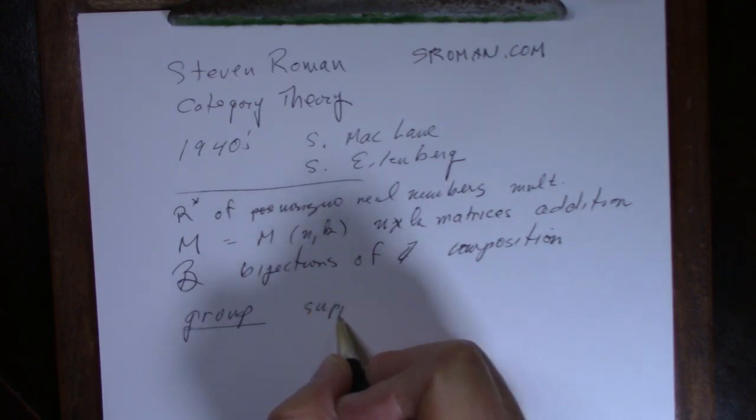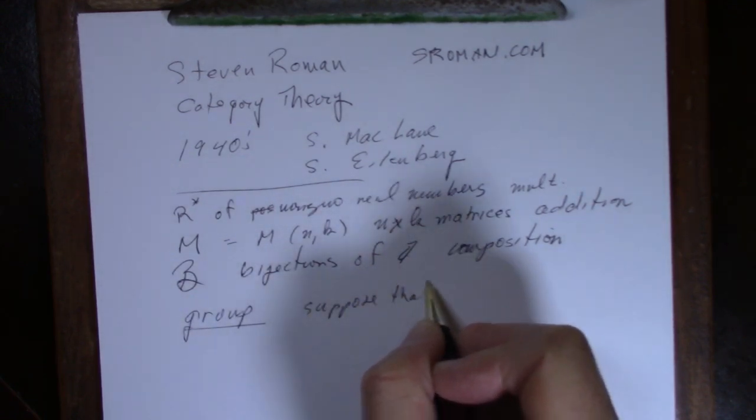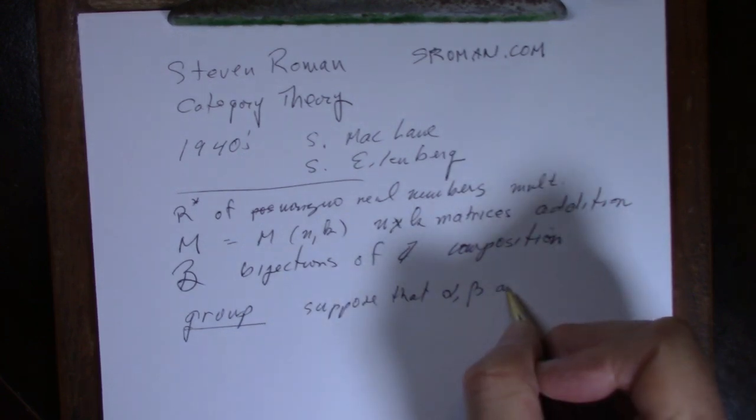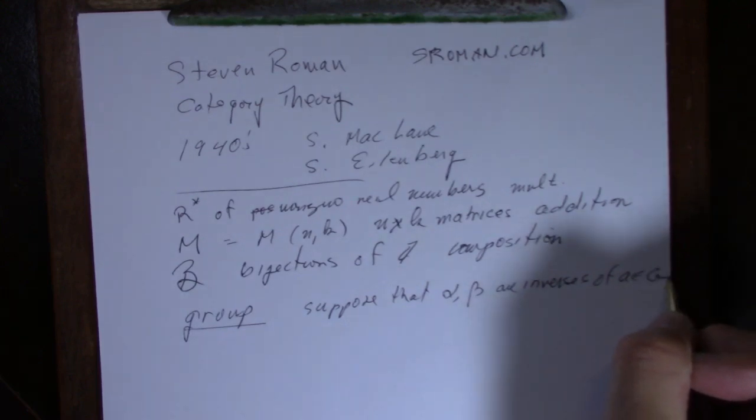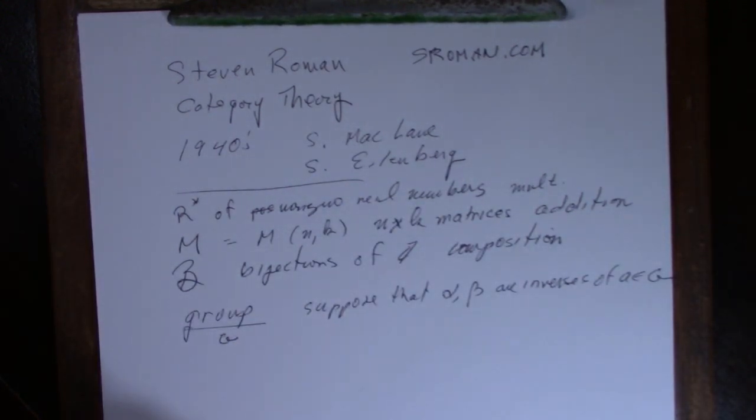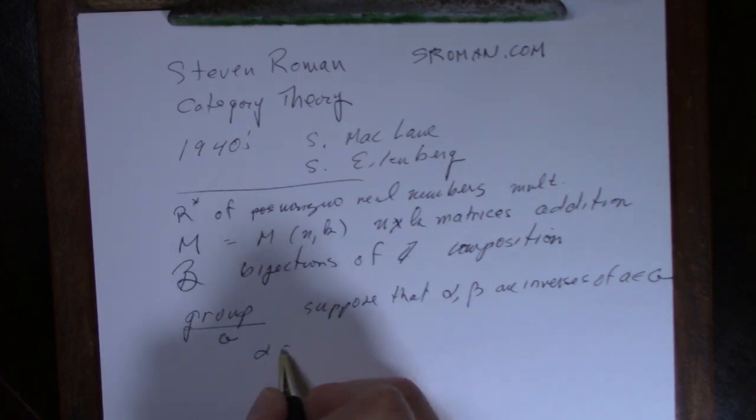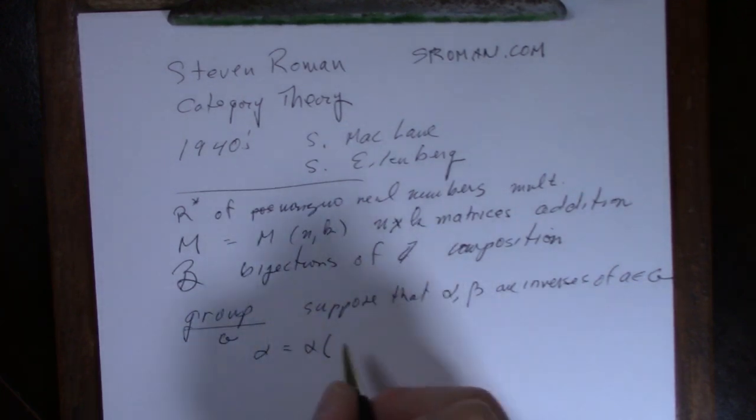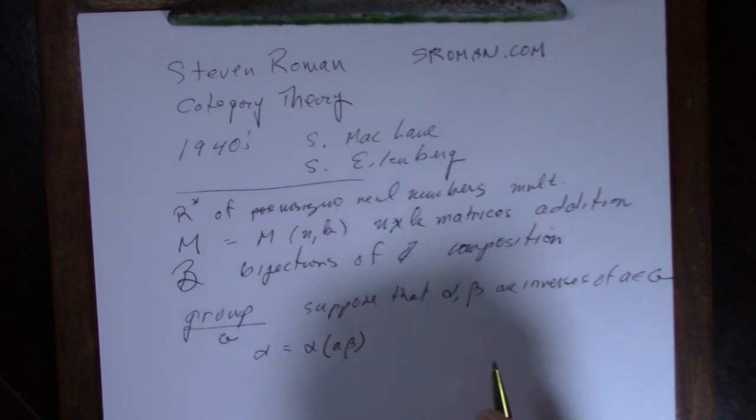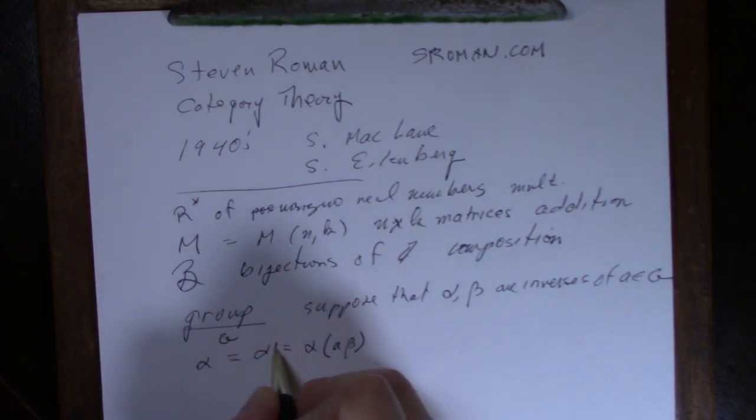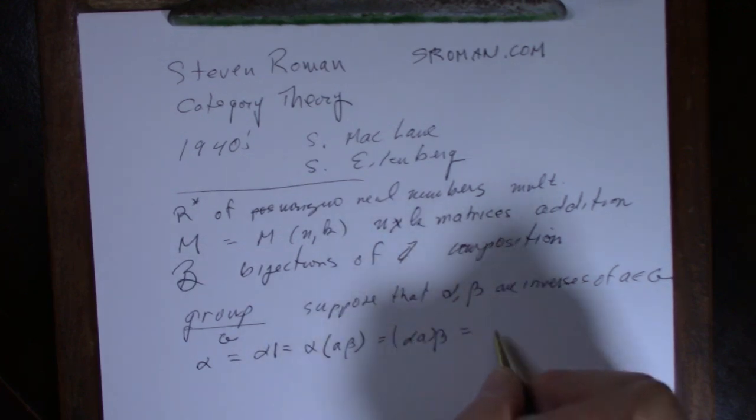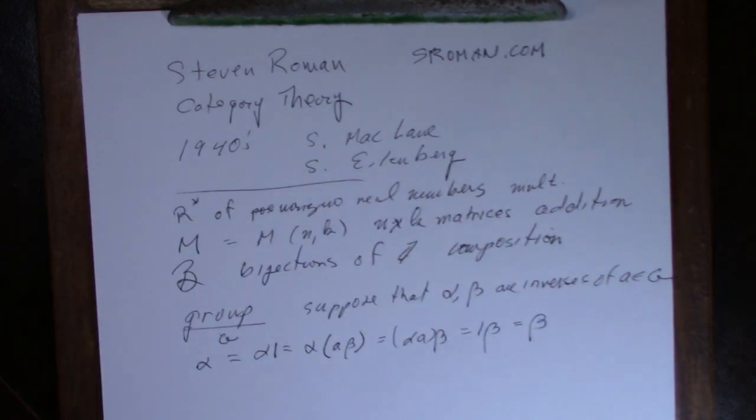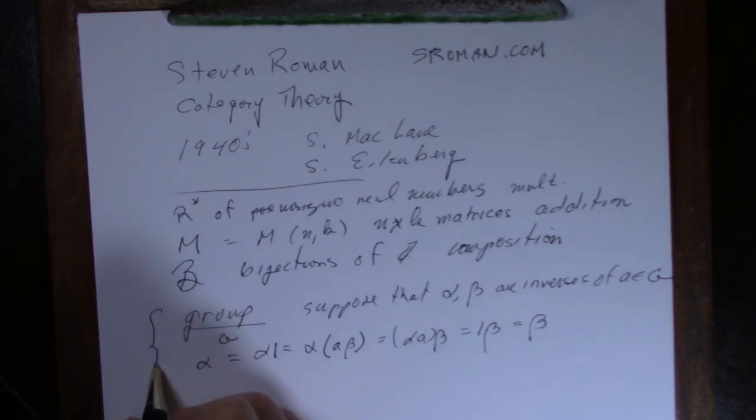So we suppose that alpha and beta are inverses of an element A in the group. Let's call the group G. Then alpha is equal to alpha 1 equals alpha A beta equals 1 beta equals beta. This abstraction and this very short proof has done several things.